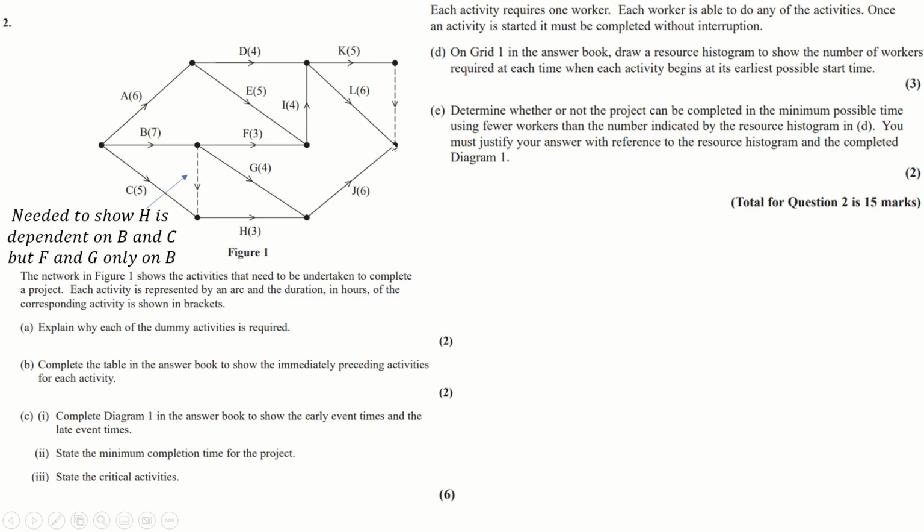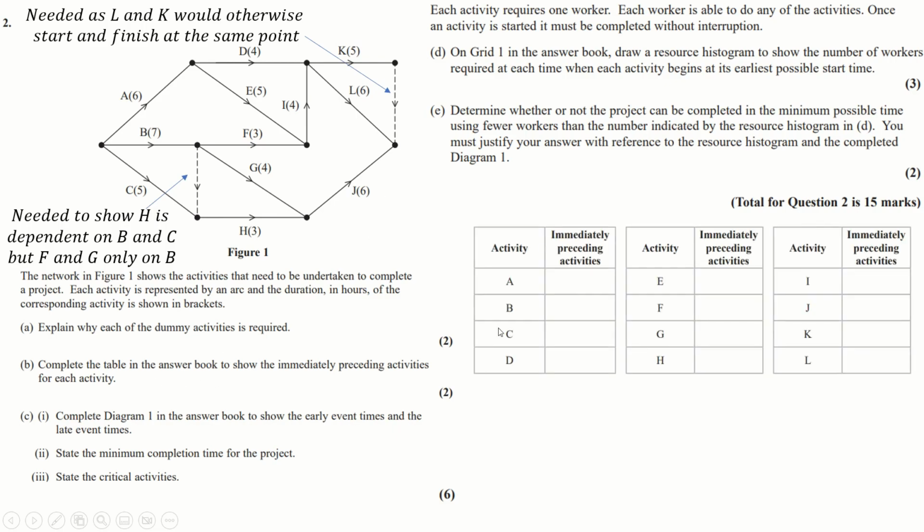And this one here, we've got to end all of the activities at one point, but K and L start at the same point because they're dependent on the same activities, which means if we didn't use this dummy, K and L would just take up this same space, which they're not allowed to do. So this one just allows us to see K and L and separate them out. B, complete the table in the answer book. So these are the precedence tables here. So A, B, C, clearly not dependent on anything. D is dependent on A.